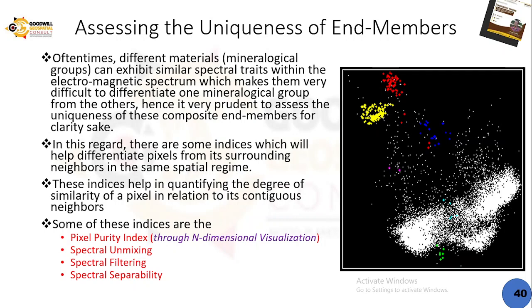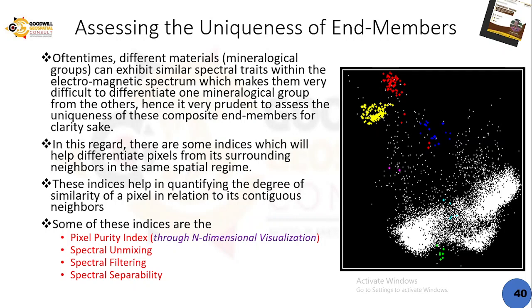So we have to suppress one feature and exonerate one. So these indices are the spectral purity index, spectral unmixing, spectral separability, and spectral filtering.